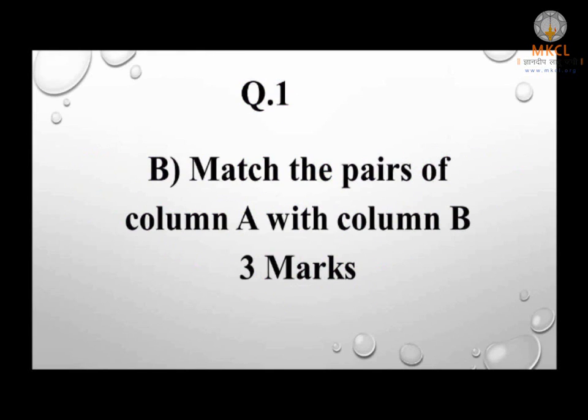Now let us switch over to question number 1B. 1B is the question for match the pairs of column A with column B. Marks 3. Now let's observe this question carefully. Column A has 3 items given in it. Column B has sometimes 4 or 5. What you are going to do?